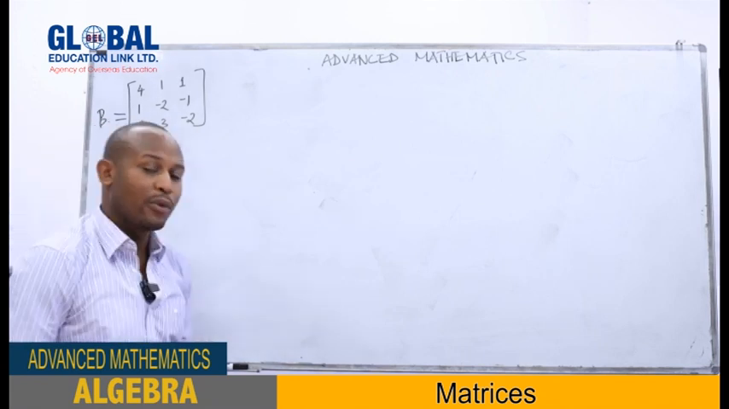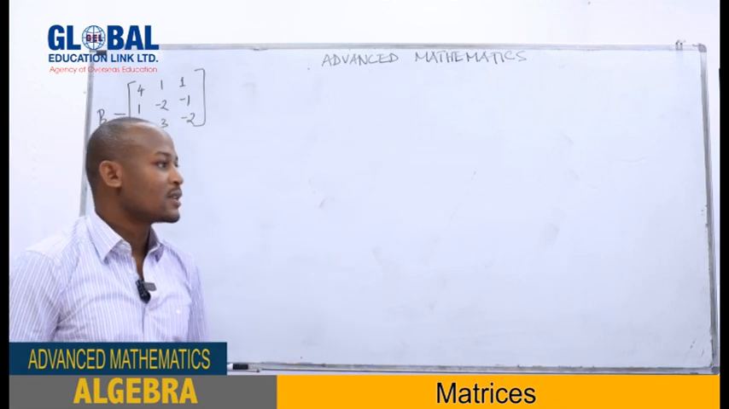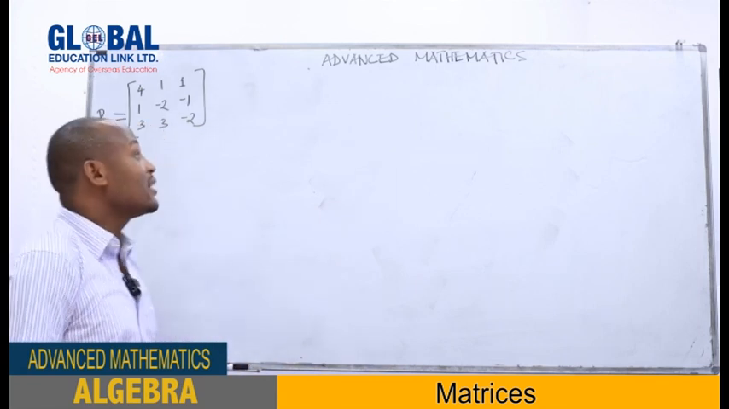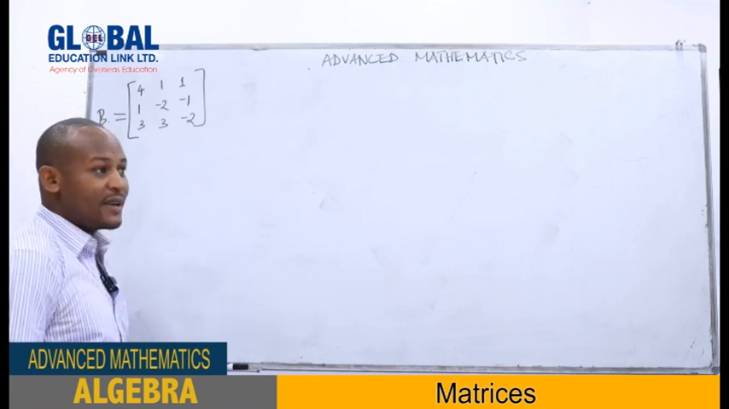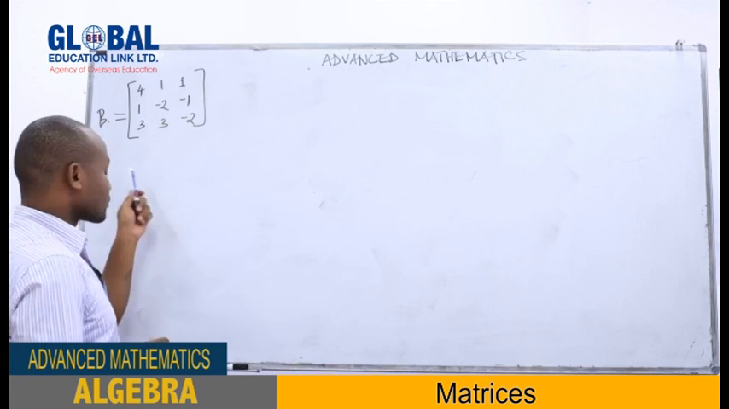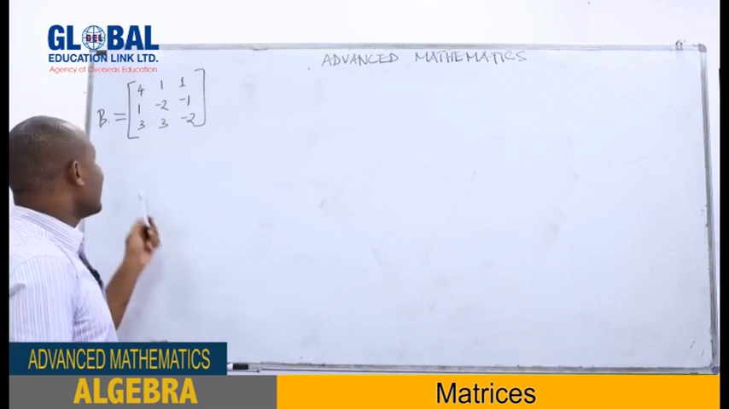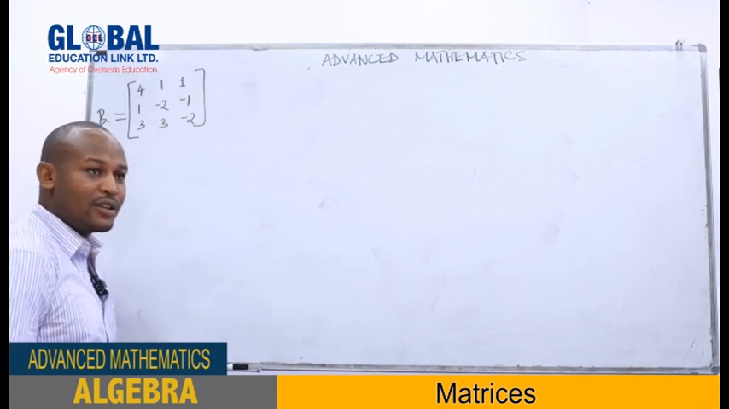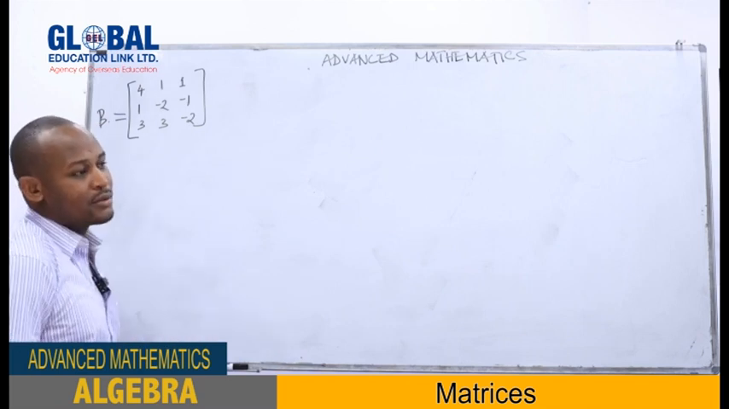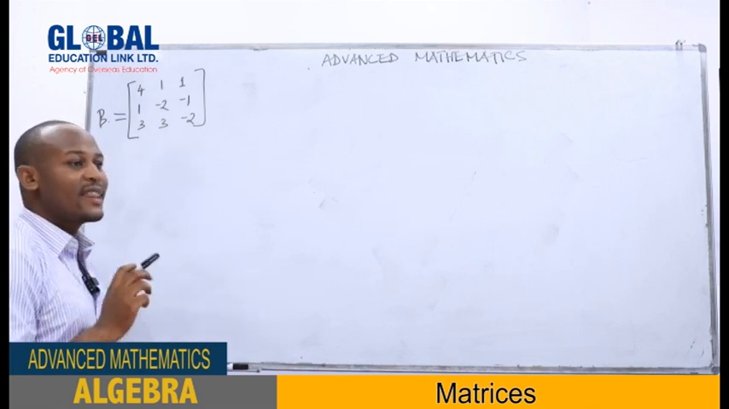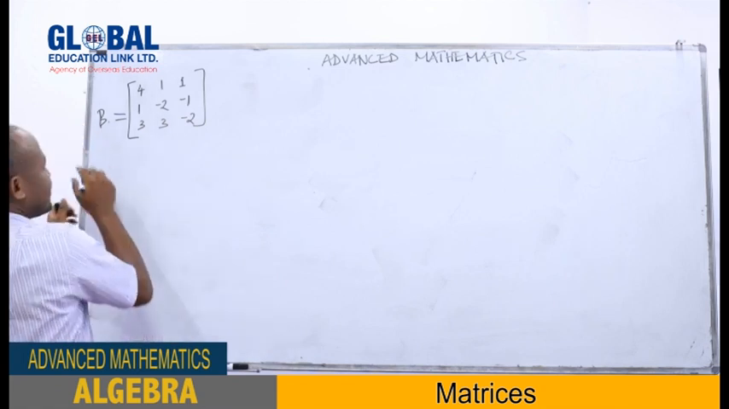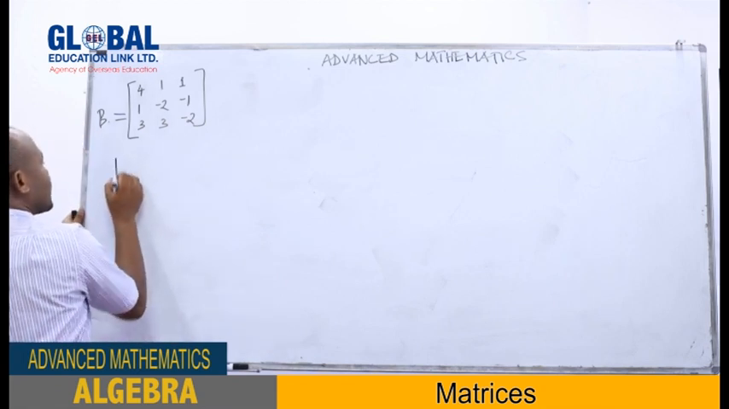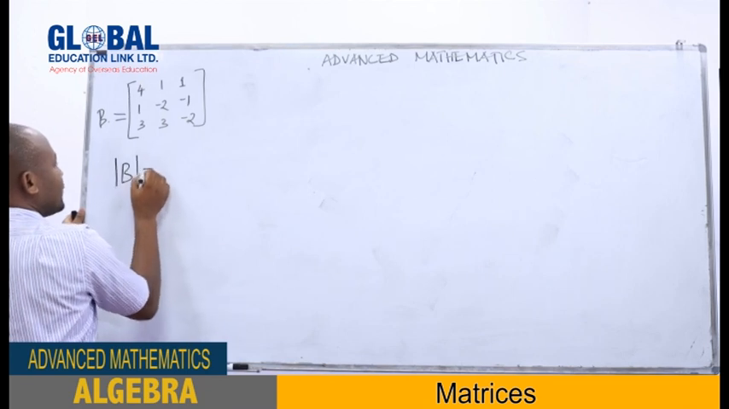The first step, as the previous slide said, is to find the determinant, then we have to find the cofactors, and then we have to find the adjoint matrix, and then we have to multiply the adjoint matrix by the reciprocal of the determinant. Now let's find the determinant first. That means the determinant of B is equal to what?